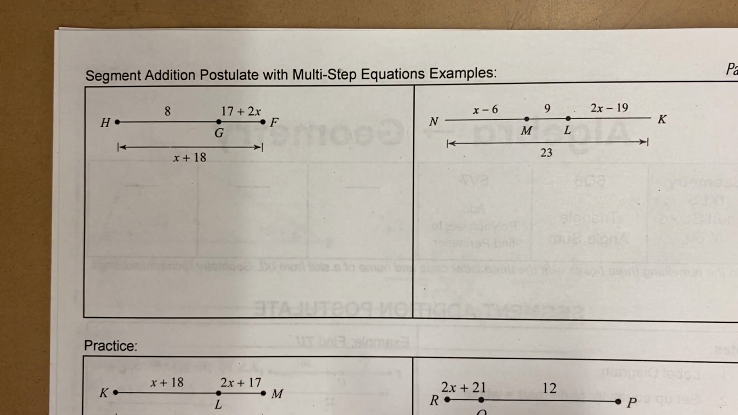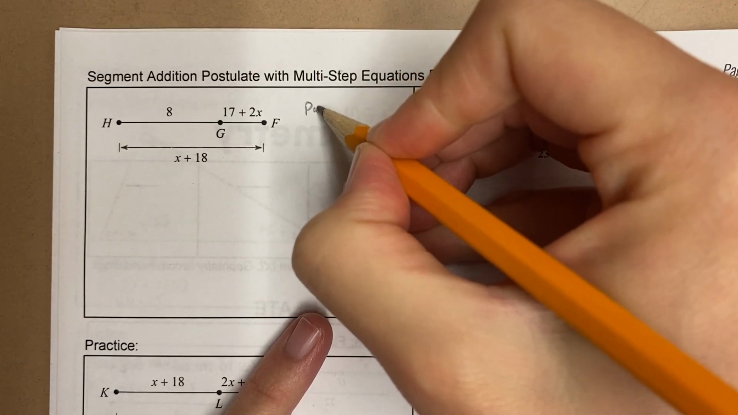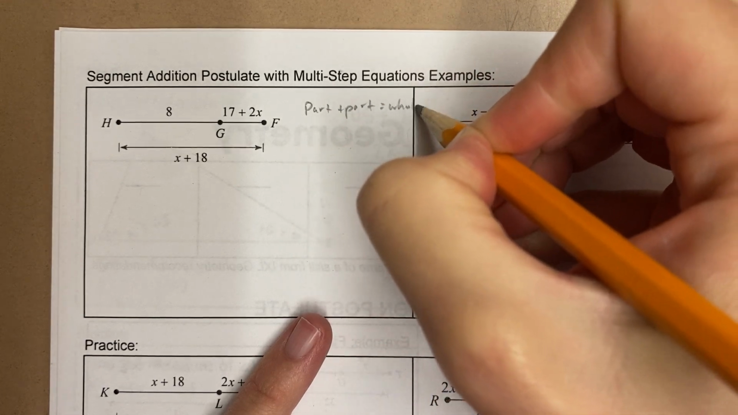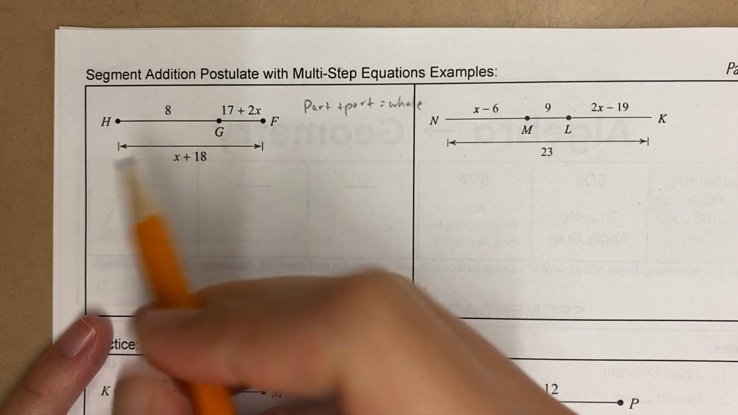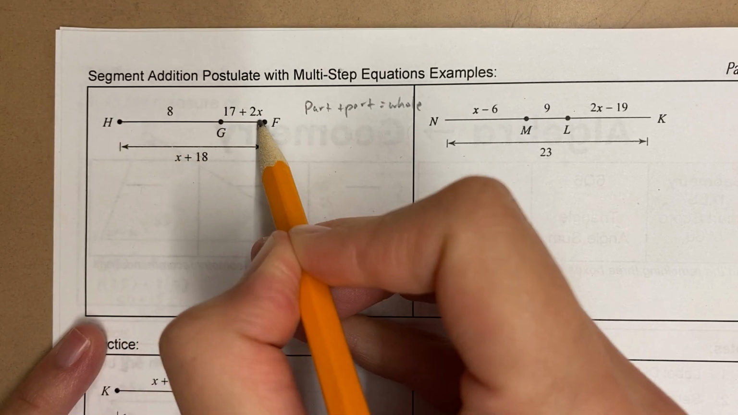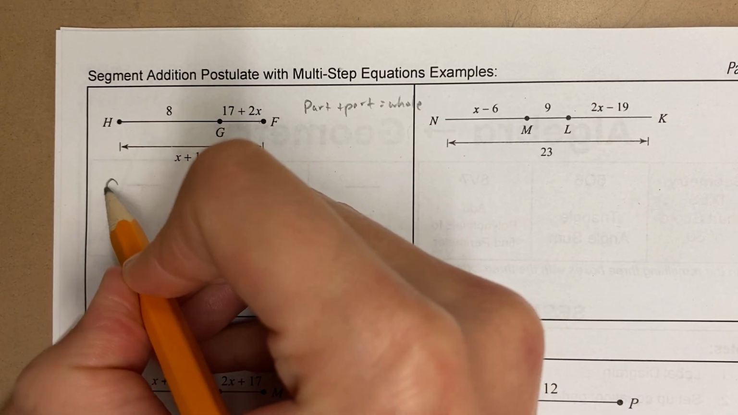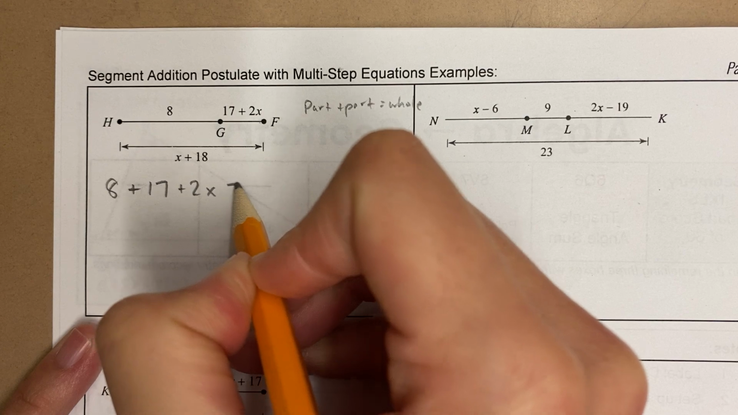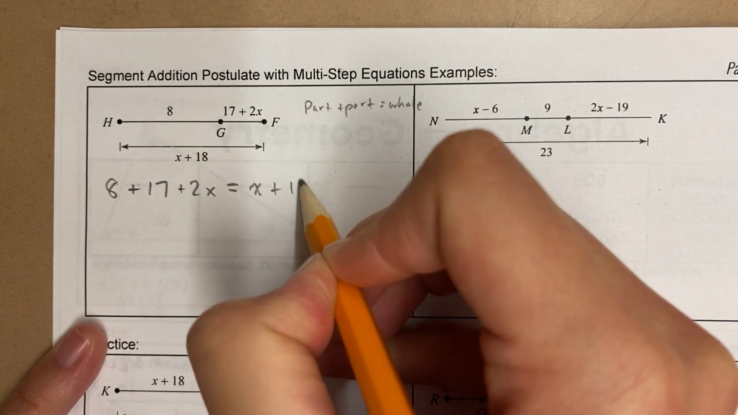Okay, nothing has changed here. We are still writing equations that are part plus part equals whole. That is it. That's the whole deal. All right, so here's a whole segment right here. This part of the segment plus this part of the segment equals the whole segment.